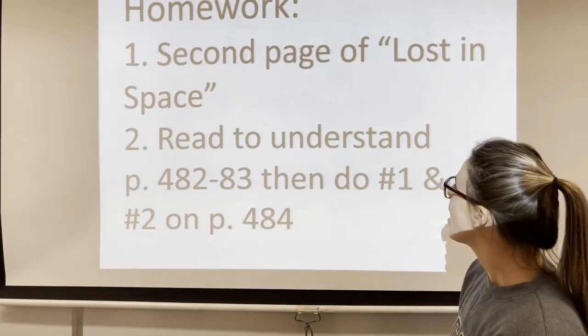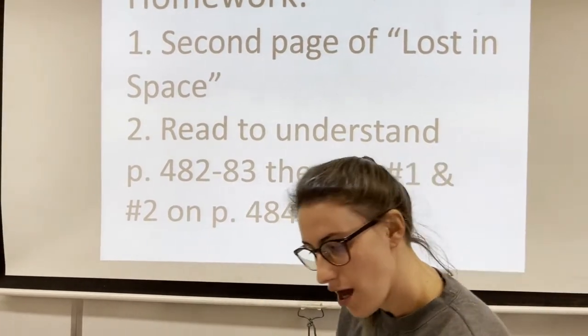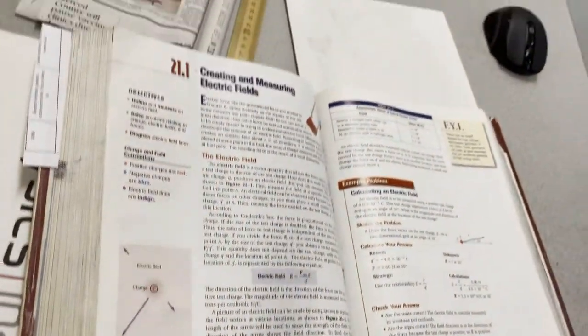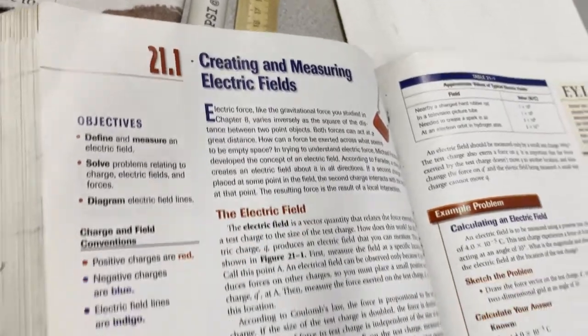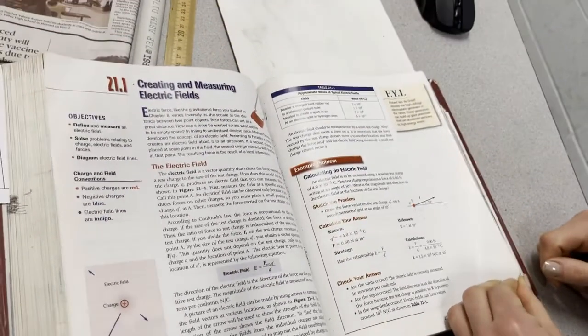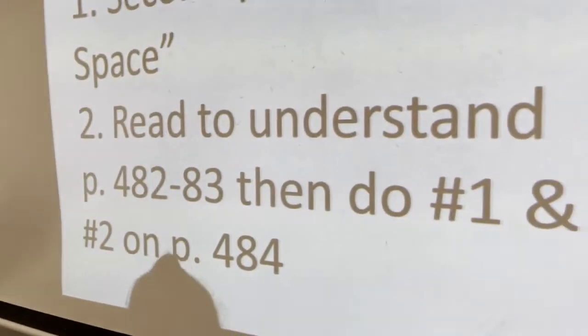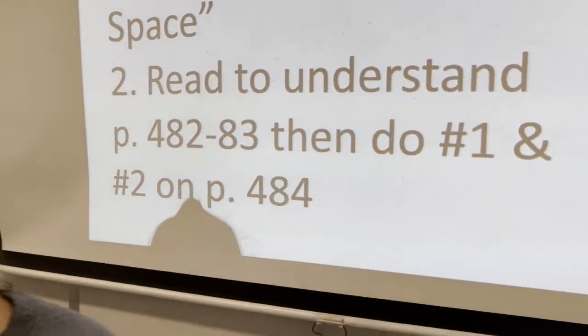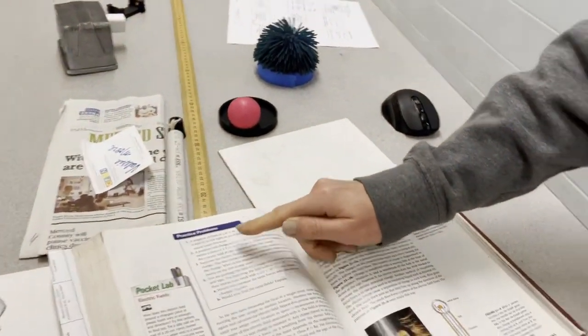Then read to understand pages 42 to 43, which is chapter 21. Get a feel for what's going on here. Not a lot of words, a lot of pictures. And then for homework, you are going to do numbers 1 and 2 on page 484 as well.